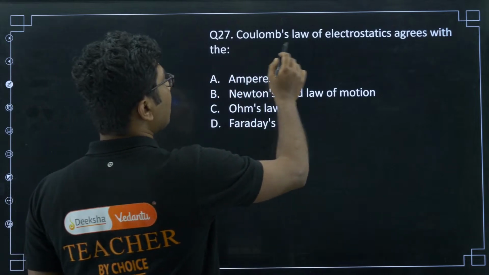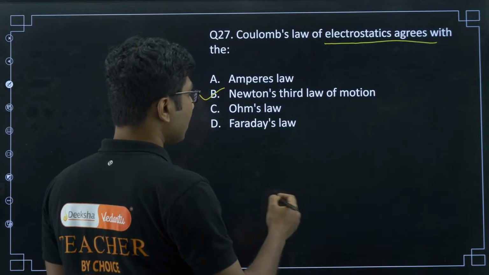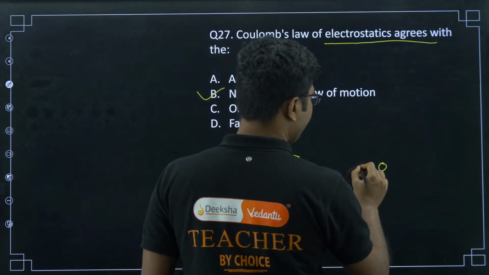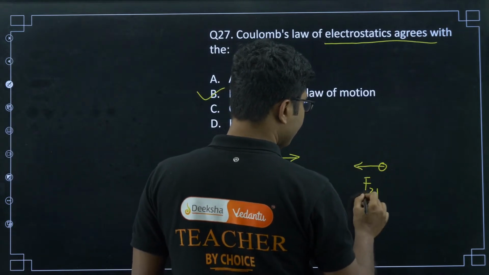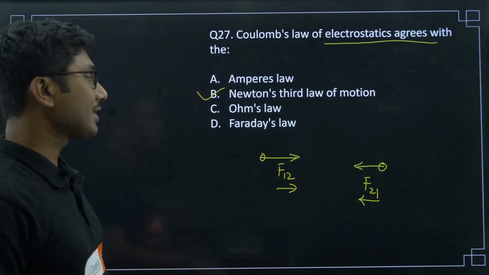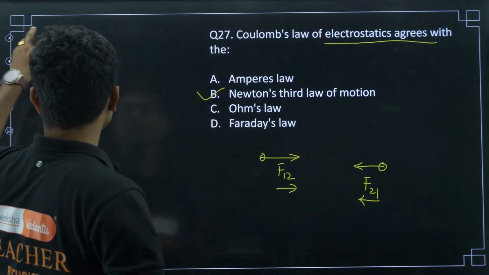Right. So, Coulomb's law of electrostatics agrees with Newton's third law of motion. So, what is the force here? F12. What is the force here? F21. So, they are equal and opposite. That is Newton's third law: every action has an equal and opposite reaction. That is why this agrees with Newton's third law of motion.